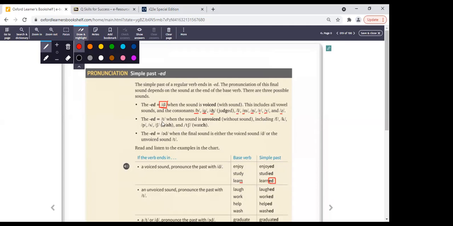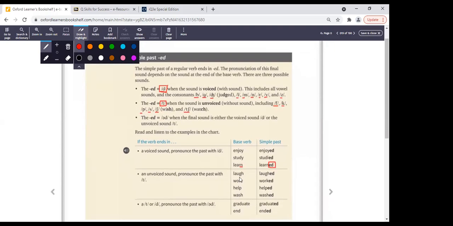If the word ends with an f, a k, a p, an s, a sh, or a ch sound, any of those sounds, then our ed will sound like a t. So here we have wash, which ends with a sh sound, so our ed will sound like a t. Washed. This one is learn, learned, d. This is wash, washed. The spelling is the same, so it's not about the spelling, it's about the sound.